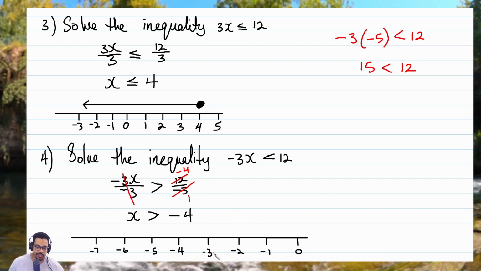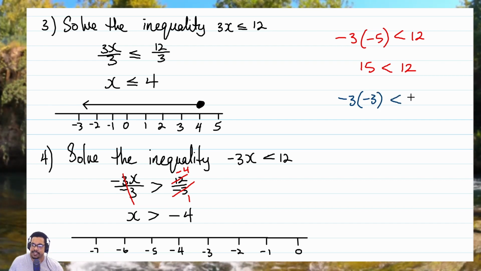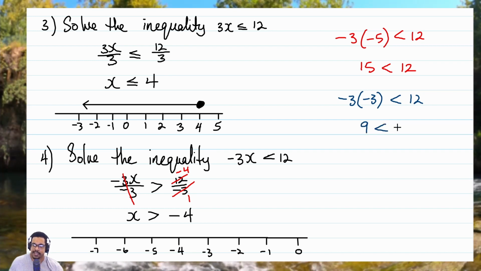So let's make a substitution and put in negative 3 where x is, seeing that x is more than negative 4, which is going this way. So we have negative 3, and where x is, we put the negative 3, and we have less than 12. And negative 3 multiplied by negative 3 will be 9, positive 9. And that is less than 12, so that's correct. So my answers are going this way to the right. That would be the right thing to do.